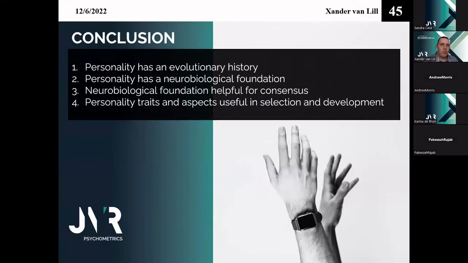Okay, and that brings me to a conclusion. Personality has an evolutionary history. That's one of the key takeaways that I'd like you to take with you. We can say that because it appears as if there's a neurobiological foundation to these characteristics. It helps us to reach consensus in our field and navigate this difficult area, to make sense of the dimensionality of personality. And as a consequence, we can increase and enrich our understanding and even find more useful ways to apply it in selection and development contexts.